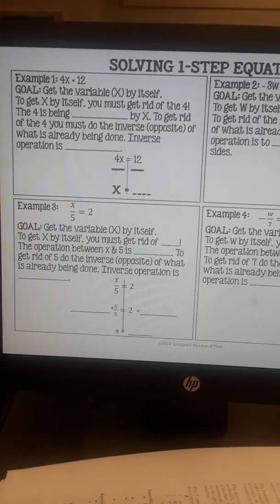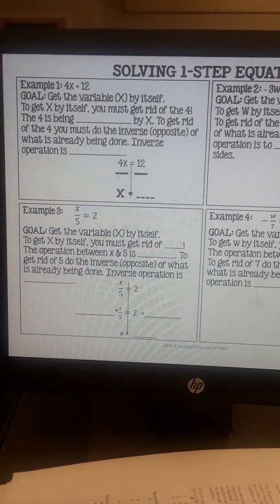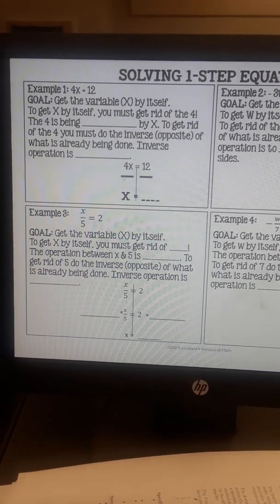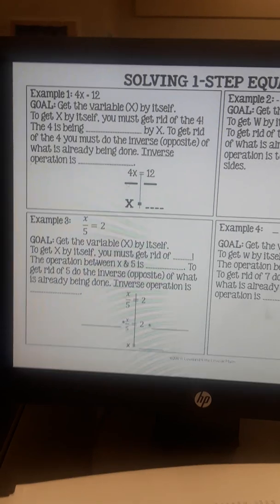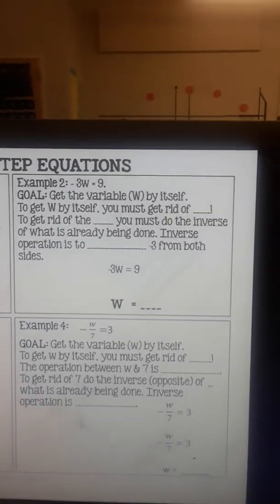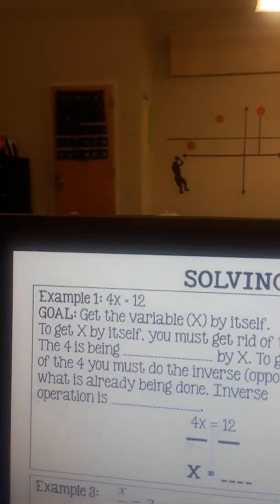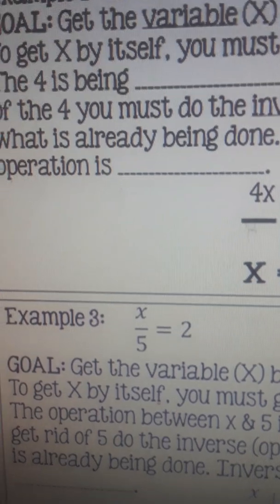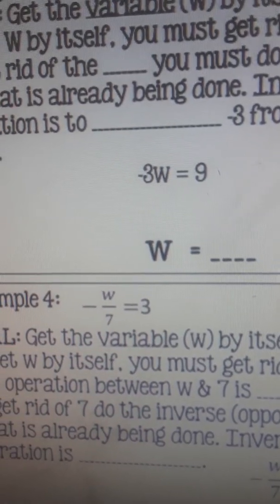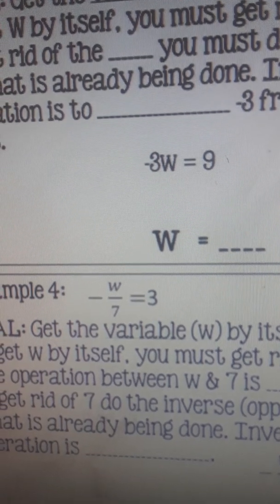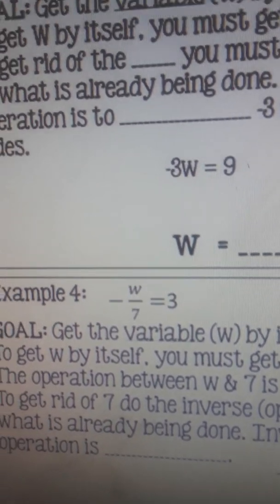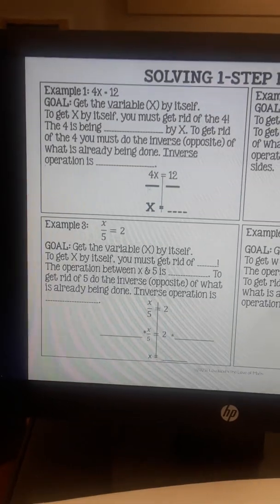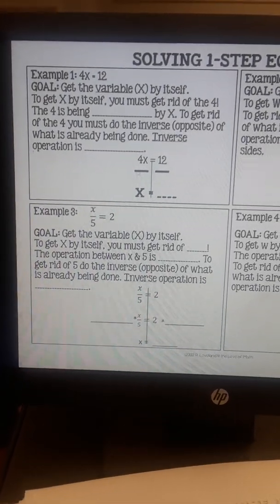Now we're looking at a different kind of one-step equation. Still takes one step, but you don't see addition or subtraction signs on any of these, right? So if you look at that one, 4x = 12 is the problem. Up here, -3x = 9. Over here, x divided by 5 = 2. And over here, the opposite of w divided by 7 = 3. And what we got here is still a one-step equation.